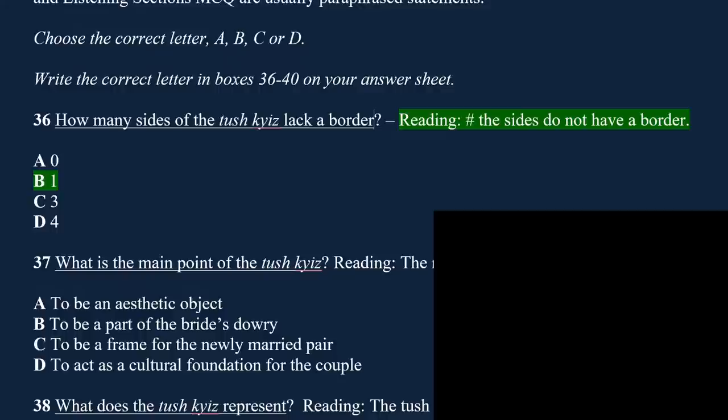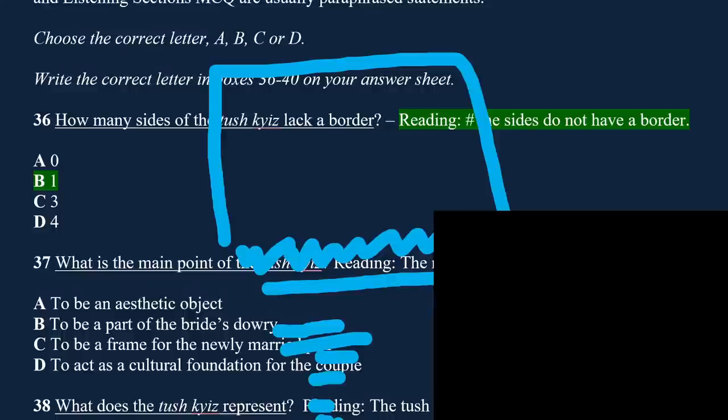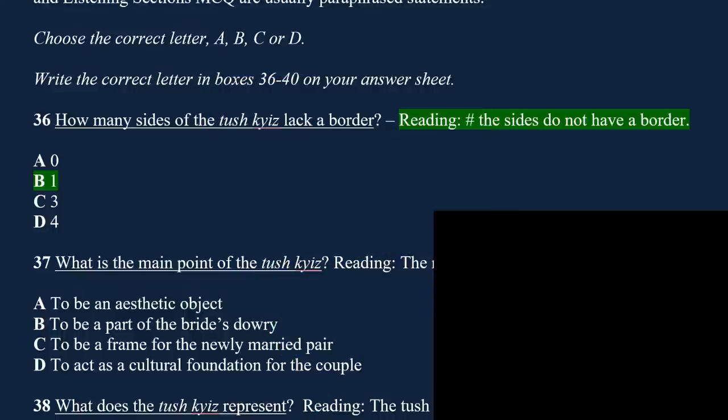And which one is it, now that you read it, which side lacks the border? Third side. Top, left, right, or bottom? Which side of the Tushkits has no border? Top side. Wrong, it's the bottom side, Maya. It's the bottom side, the bottom of it. Yeah, the top is completed. The bottom is not, and then they explain it later that the reason the bottom is borderless is so that it shows that the story of the couple continues into the future. Okay, that's getting married.